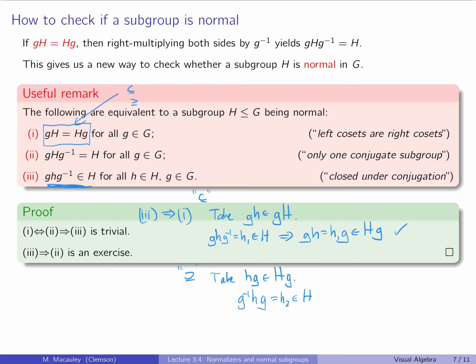And similarly, we can multiply both sides on the left by G and get HG equals GH2, which is in GH. So we took an element in the right coset and showed it's in the left coset. So that's why these are equivalent.